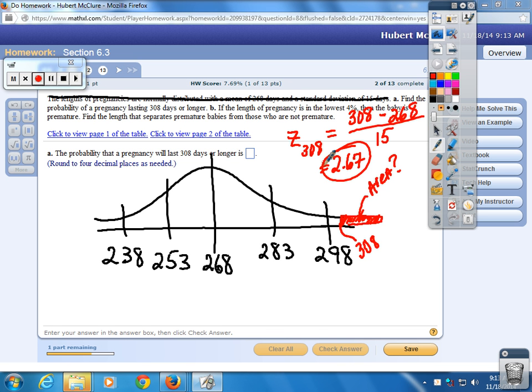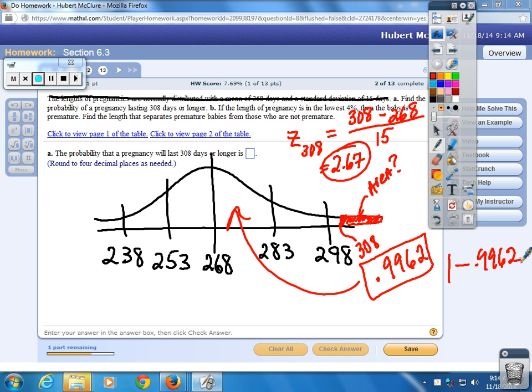What is it? 0.9962. Now that is the area to the what? To the left. They want the area to the right. So that's 1 minus 0.9962. And that'll give you 0.0038. So 0.38% is going to go over 308 days. This is not the one I thought about. I'll see if I can find it on the next problem.